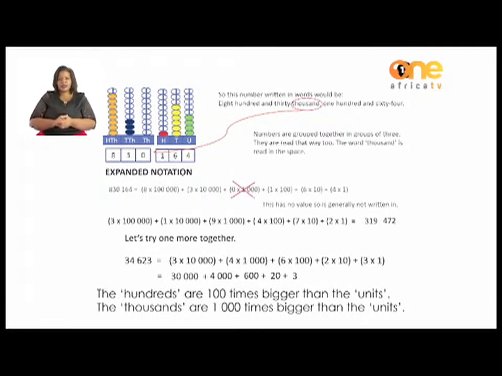We have 34,623. If you have to expand that, you can do it exactly how it's shown on that slide, and then your final answer should be 30,000 plus 4,000 plus 600 plus 20 plus 3. The hundreds are 100 times bigger than the units. The thousands are 1,000 times bigger than the units.